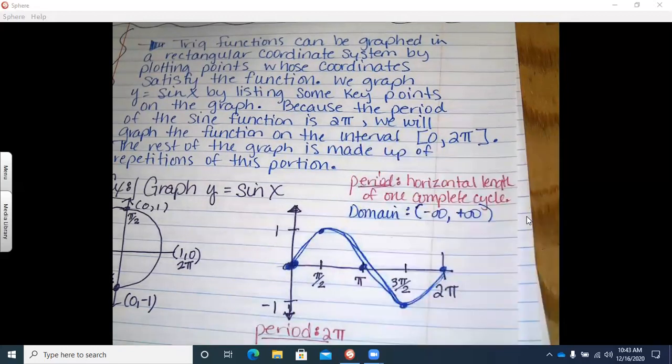What do you think the range is? So -1 is included, right? -1 is part of the range, up to +1, and +1 is included as well. Very good.